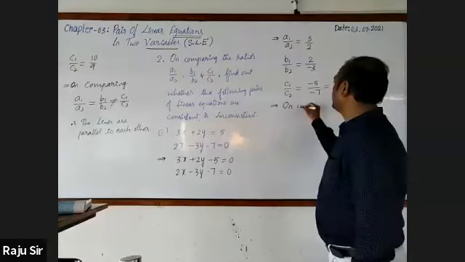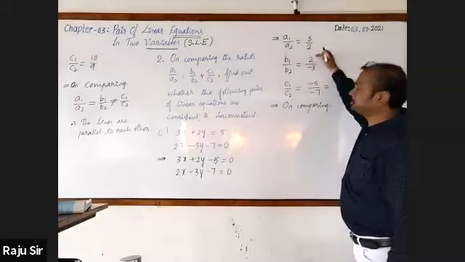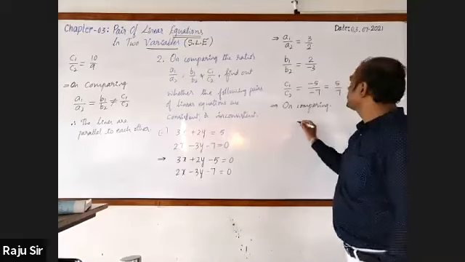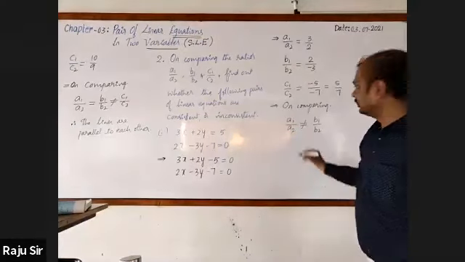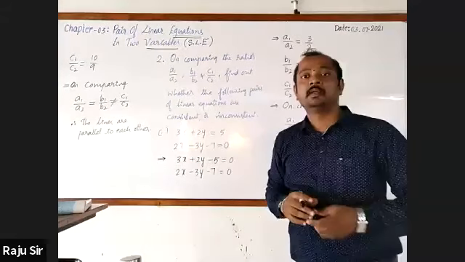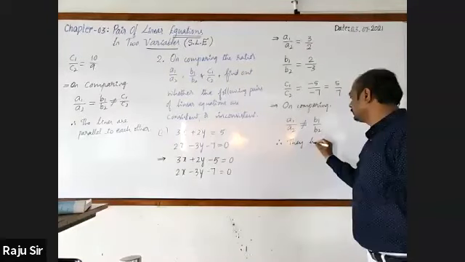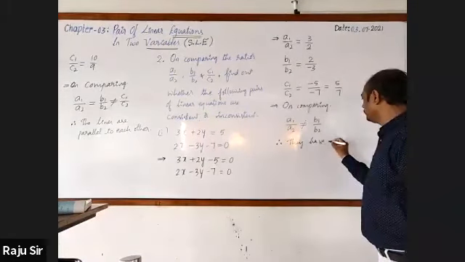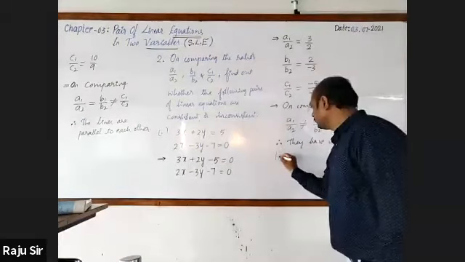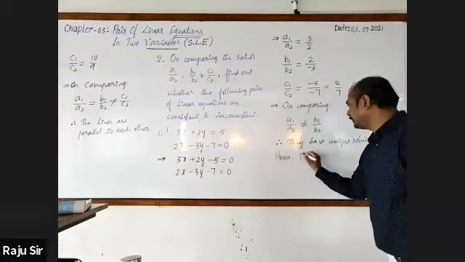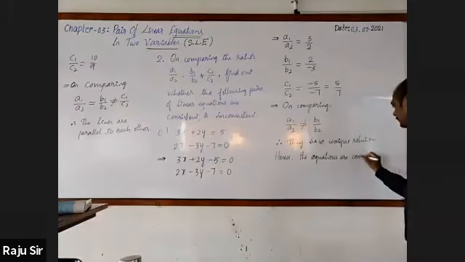On comparing, here A1 by A2 is 3 by 2, B1 by B2 is 2 by minus 3, they are not equal. You can write A1 by A2 is not equal to B1 by B2. If this condition holds good, you can say they have unique solution. Therefore, these equations have unique solution. As they have solution, hence the equations are consistent.